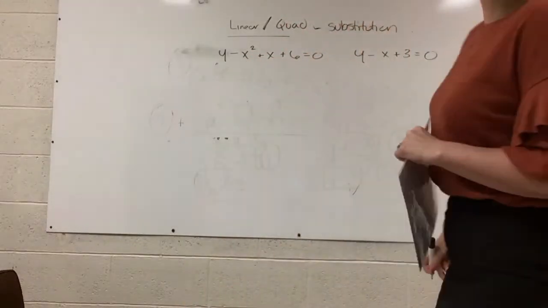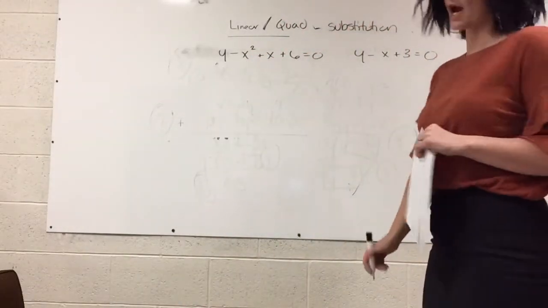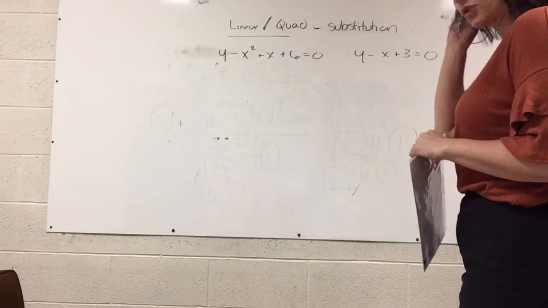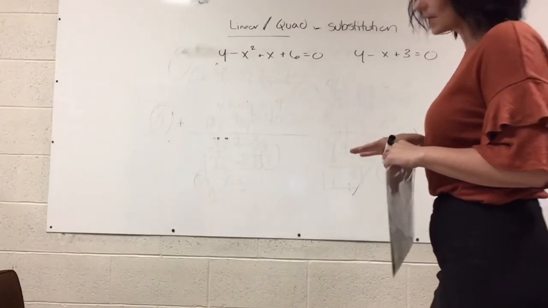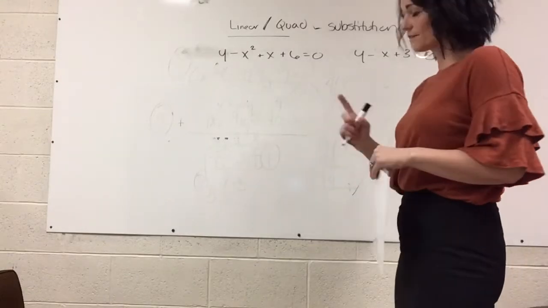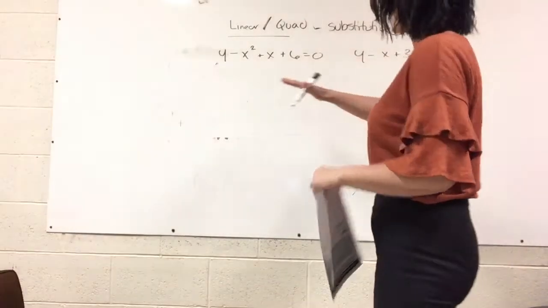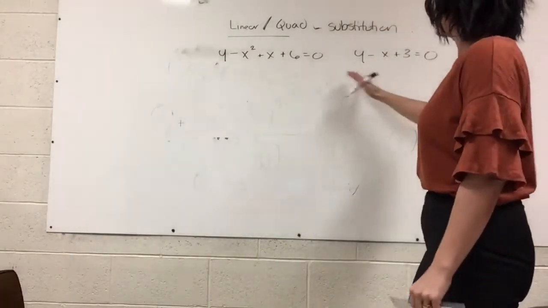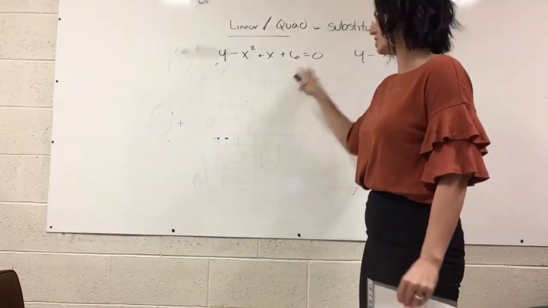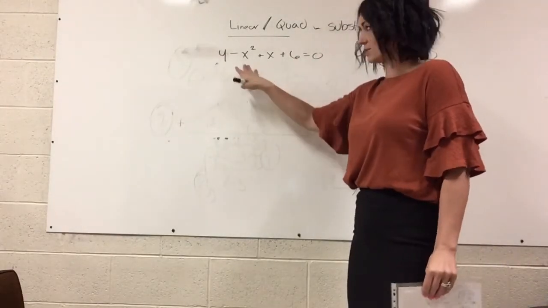Okay, today we're going to talk about the substitution method with linear and quadratics. So the strategy is still the same as it was with linear, but it's a little bit more complicated. So the very first thing I need to do is pick one variable in one of the equations to rearrange. Why it's more complicated is because I can't pick either variable for either equation. I cannot isolate for x here because there's an x squared.